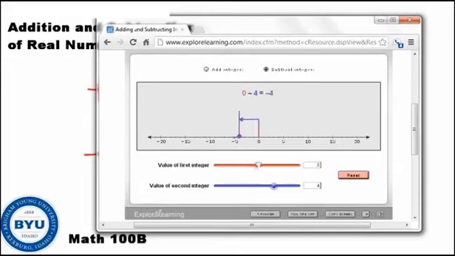So when subtracting, if I had 4 minus 2, well, this is an easy problem here. We go to the right 4, and then we subtract 2, which moves us back to the left 2 units to give us 2. Now, what happens when we subtract a negative number?